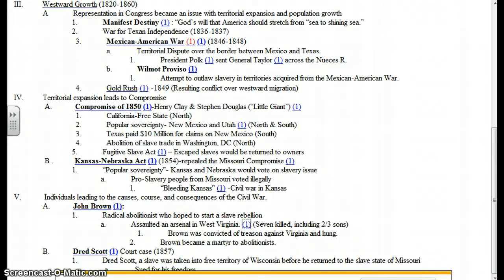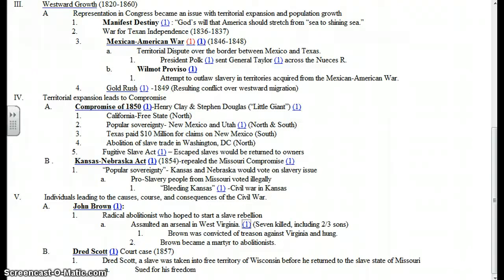It was a place where the federal government stored ammunition and stuff. He and his sons hoped that if they could take this arsenal, then this would lead to a slave rebellion because the slaves would be armed. It resulted in 7 people getting killed, and 2 of his 3 sons were killed in the assault. Brown was wounded badly, and his other son was wounded badly.